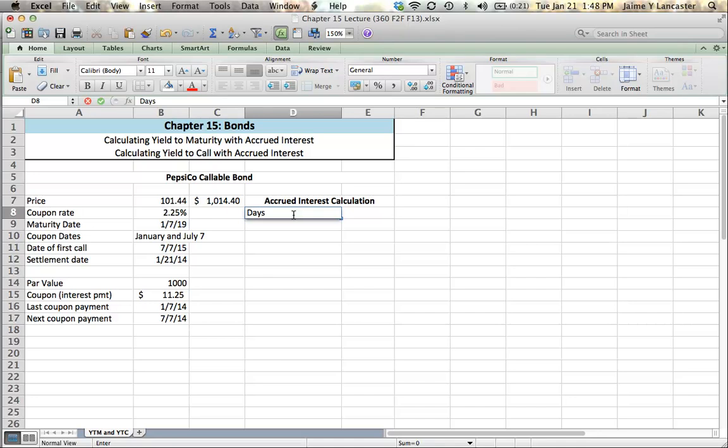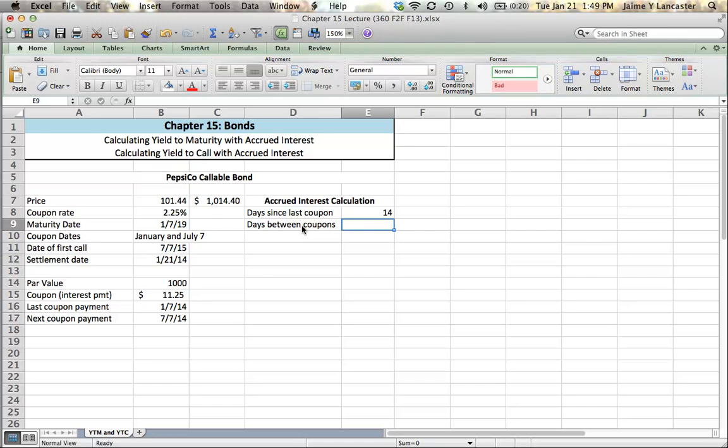We're going to say days since last coupon. And so how many days has it been since the last coupon? Well, lucky for us, Excel will allow us to subtract dates. So the number of days since the last coupon is going to be today's date, the day we bought the bond, minus the date that the last person received their coupon. It's been 14 days.